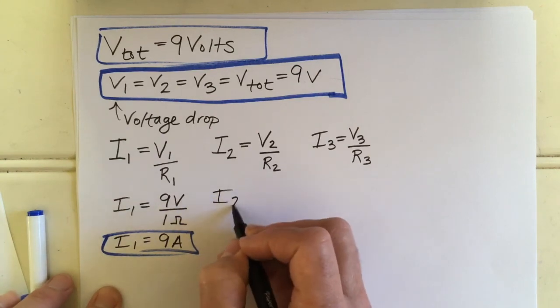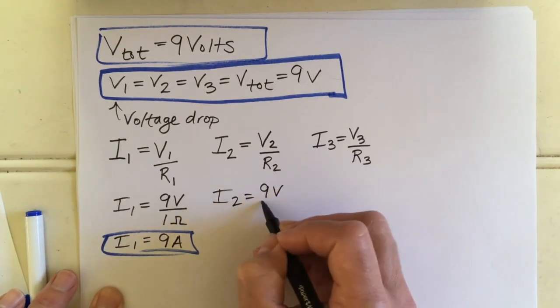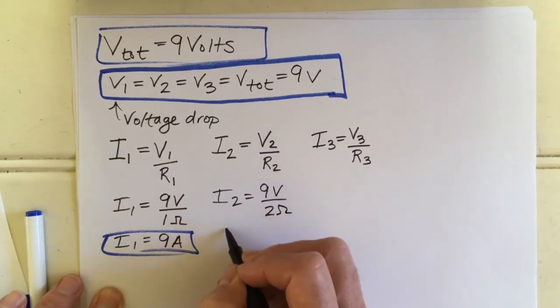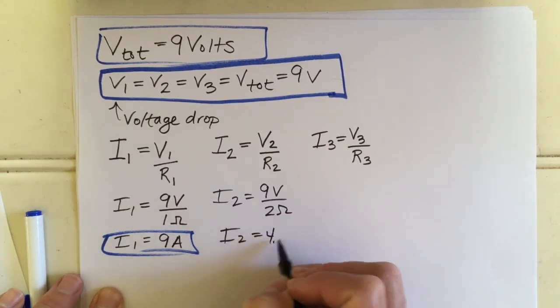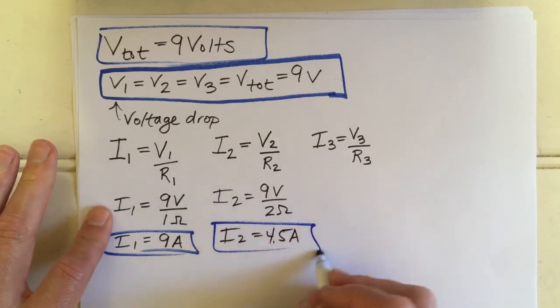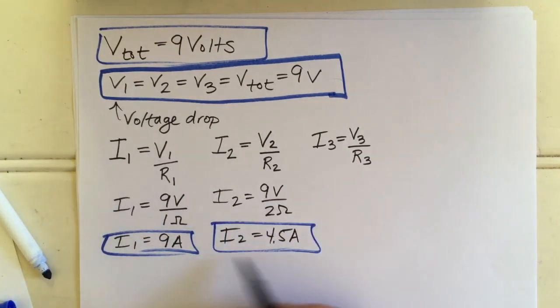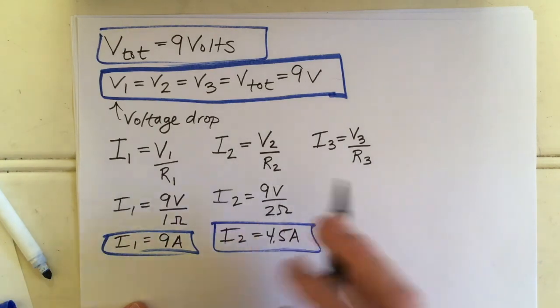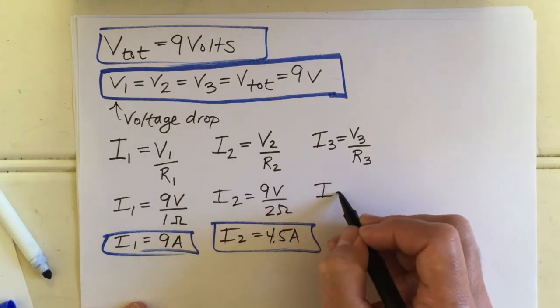I2 is equal to 9 volts over 2 ohms. I2 is equal to 4.5 amps. So once again, we're seeing, although current is still conserved, there's no reason that I1 has to be the same as I2, right? There's multiple paths and there's different resistances.